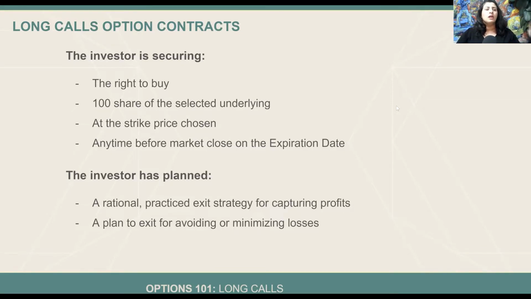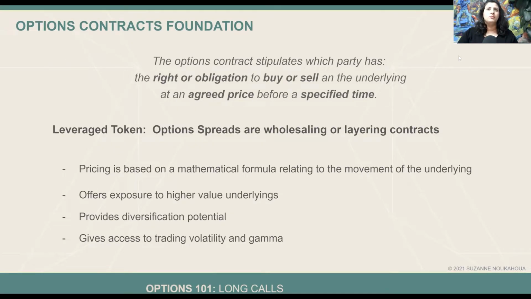So that's why you want to have in your trading plan some kind of exit strategy if your thesis was incorrect about the stock, or it has been bullish, but maybe it's just not moving fast enough for your option contract to also increase in value. So again, the option contract stipulates which party has the right or the obligation to buy or sell. So in long calls, you will be the buyer, and whoever is on the other side of the contract is selling that right to you, at an agreed price, which is the strike price, before a specific time. So that is your days till expiration.